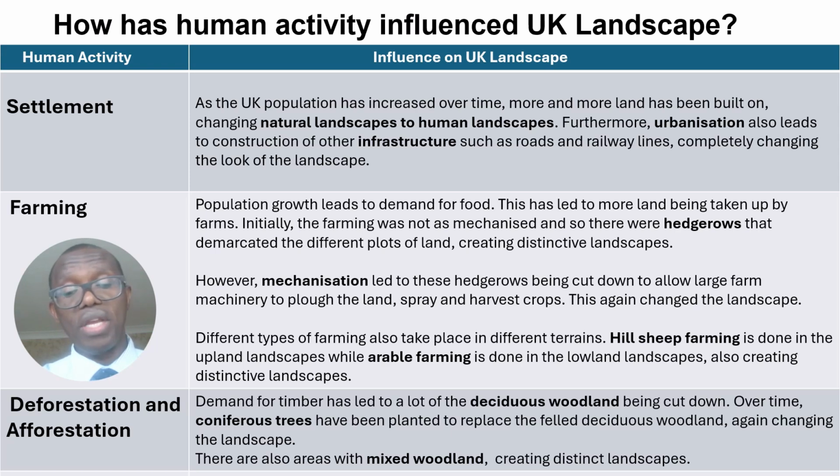Some of it has been replaced by coniferous trees, which are slightly different. They are cone shaped, like the Christmas trees. So in the UK, the landscape has changed in terms of the vegetation that you have, from deciduous woodland to coniferous woodland in some places, and in some places a mixture of both, where you have mixed woodland. All this that is happening is creating distinct landscapes, or landscapes that are changing and evolving over time.